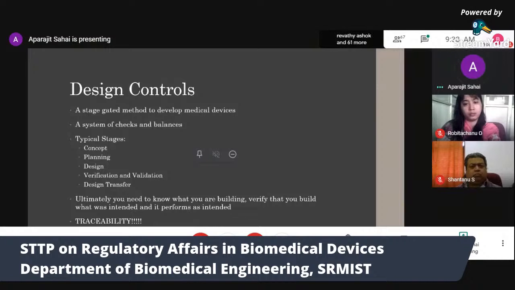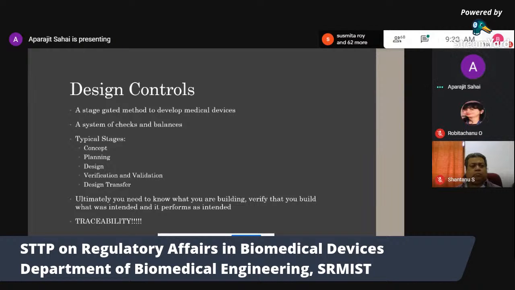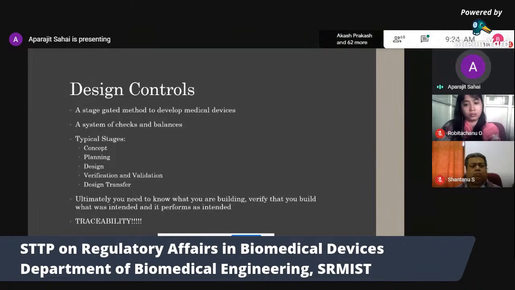At the end of the day, what it's trying to achieve is that you know exactly what you're building, and what you're building will do what it is intended to do. That's what it is intended to ensure. Now, typically design controls are a stage-gated process. As you can see, I've talked about 5 stages here. There's no strict requirement to be doing design controls in this manner.